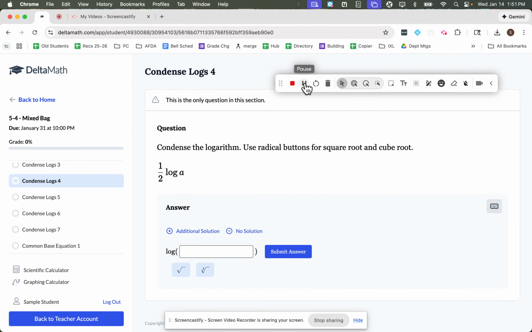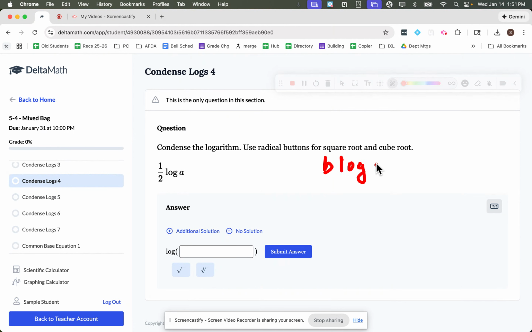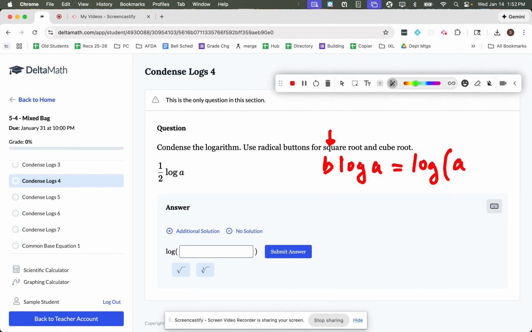Okay, and then you're going to see a couple of these where the constant in front of the log, which is b, this here, is not just going to be a whole number, it's going to be a fraction. Well, you know the rule. When you condense, you can bring this b up into the power position.